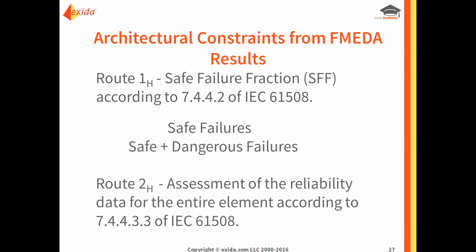Well, that's great for something that has internal diagnostics or programmable electronics. But if you have something simply mechanical, if you're just looking at the valve by itself, it can't figure out if it needs to close on its own. It needs to be told to do something. So the standard has a second way of evaluating products, especially simple mechanical devices, and it's called Route 2H. It was introduced in the 2010 version of the standard. And it is the assessment of the reliability data for the entire element.